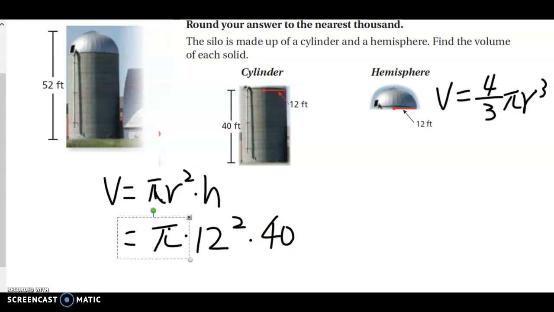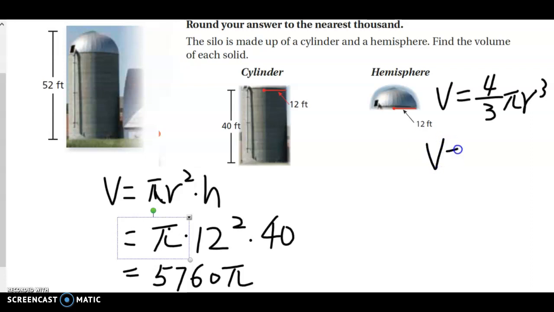Okay, and we put it into the calculator. We can leave it as a pi term, so that will be 12 squared times 40. That is 5,760 pi. And for the sphere, we can find the sphere volume first and then divide by 2.